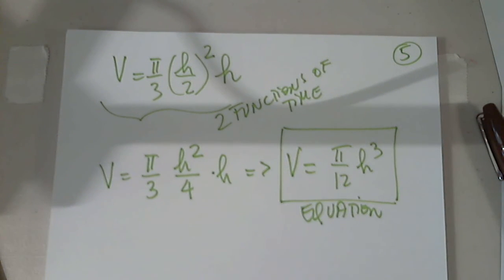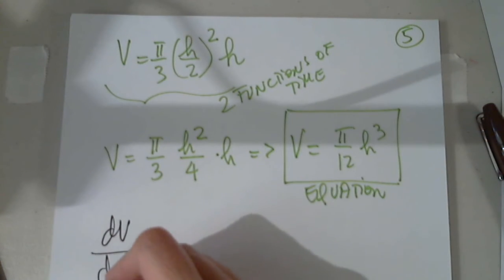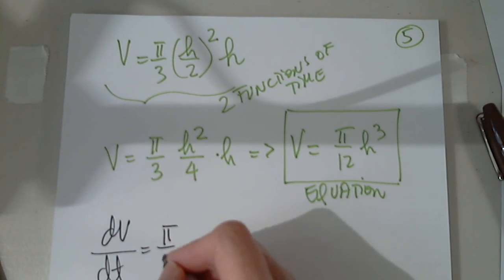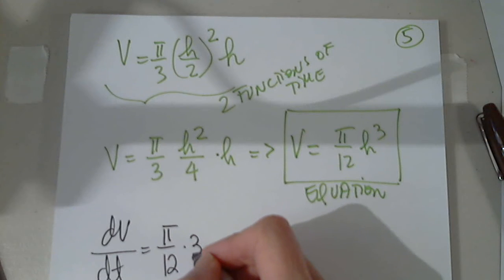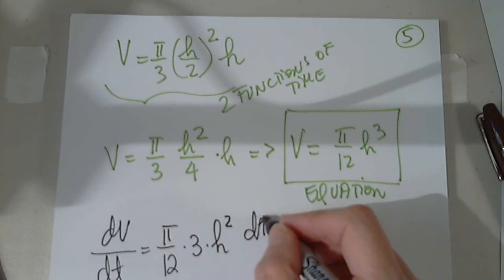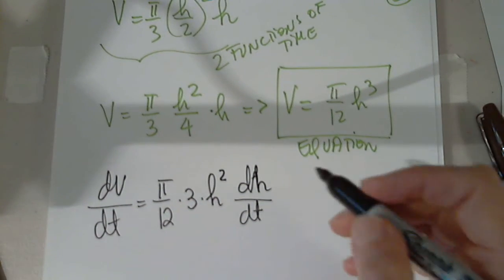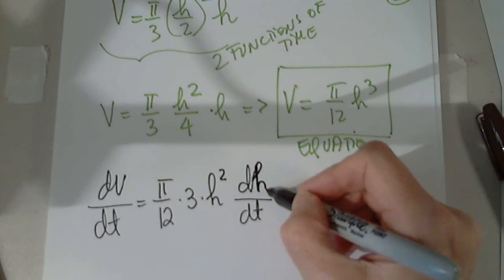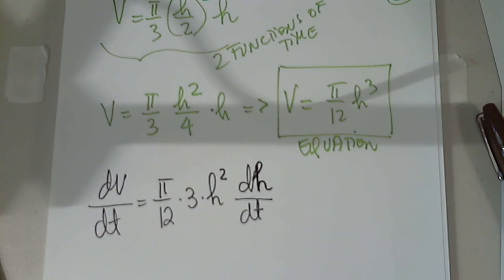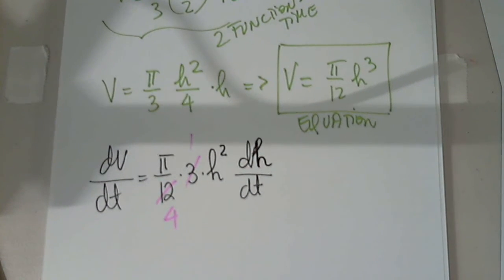So when I differentiate implicitly, the left-hand side is dv over dt. The right-hand side is pi over 12 multiplied by 3 multiplied by the height squared and multiplied by dh over dt. I will simplify. What do I simplify by? I'll simplify the 3 and I get a 4 here.